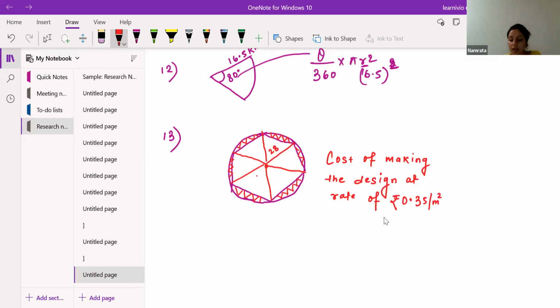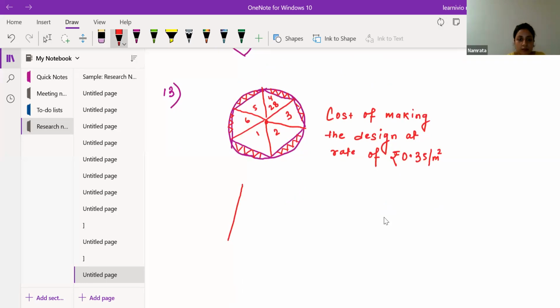How many parts have we cut this circle into? 1, 2, 3, 4, 5, 6. And in the question also it is written that 6 equal designs are there. That means we are cutting the circle in 6 equal parts. And if we look at one of the segments, let me draw. This is the sector and this is the segment. Let's find the area of the segment.